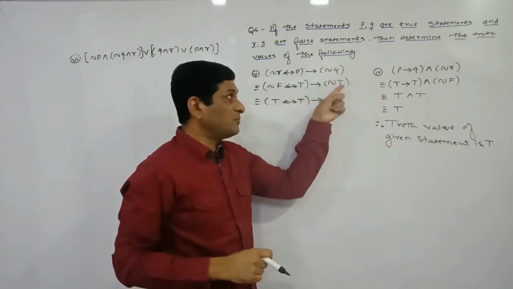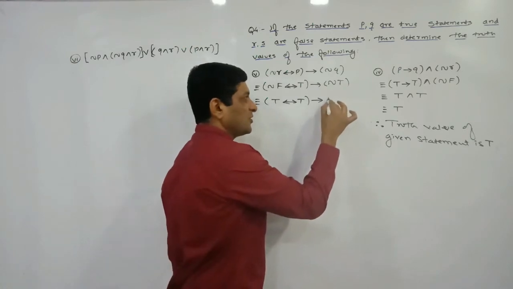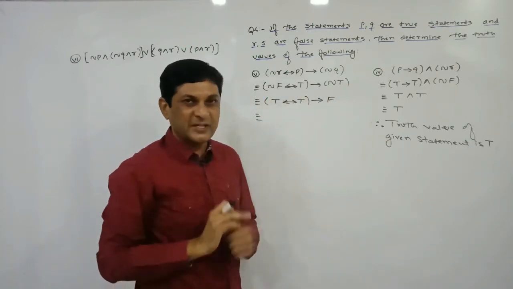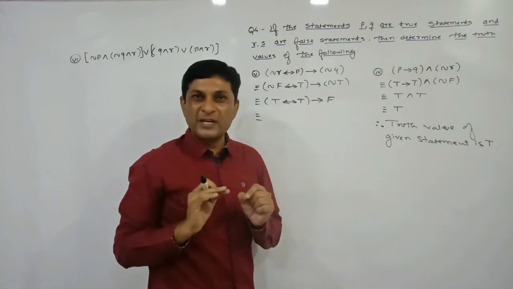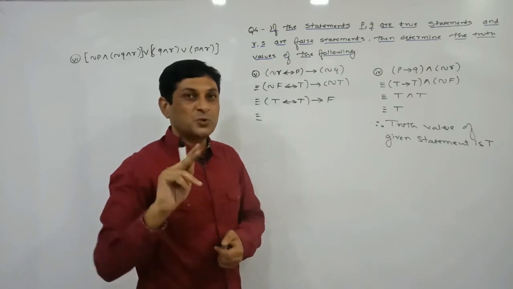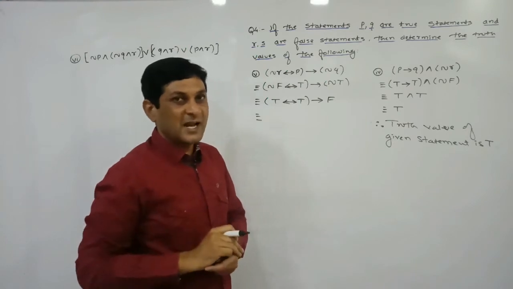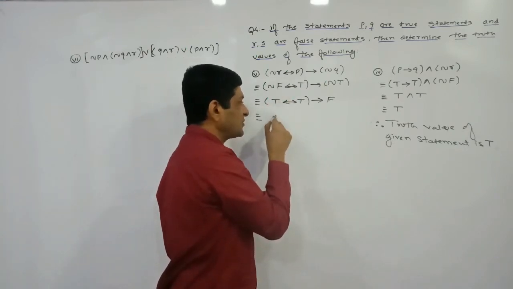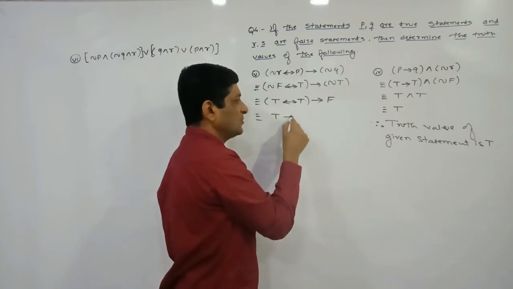Here negation of true is what? False. Negation of true is false. Now let us simplify this first bracket. Double implication is there, and in case of double implication, what we have seen, if both the truth values are identical, at that time double implication is true. Here both the truth values are identical, so we can say that double implication is true.